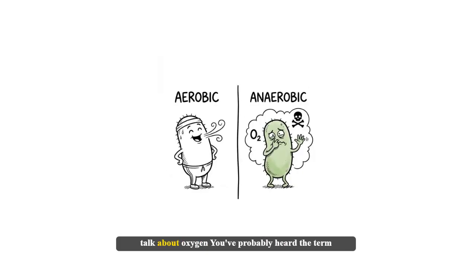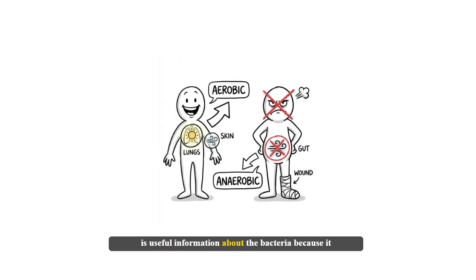Now let's talk about oxygen. You've probably heard the term aerobic and anaerobic bacteria. Aerobic means that bacteria uses oxygen to make energy, so it grows best when oxygen is around. Anaerobic means it doesn't use oxygen, and for some bacteria, oxygen can actually harm or even kill them. This is useful information about the bacteria because it tells you where the infection might be.